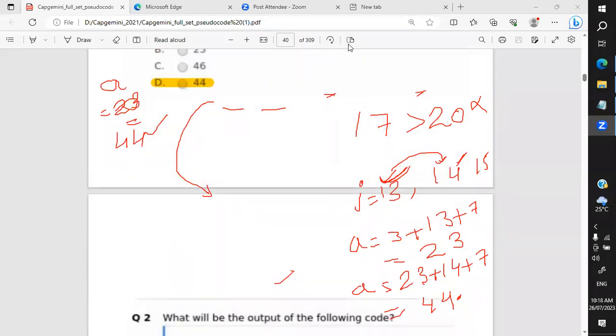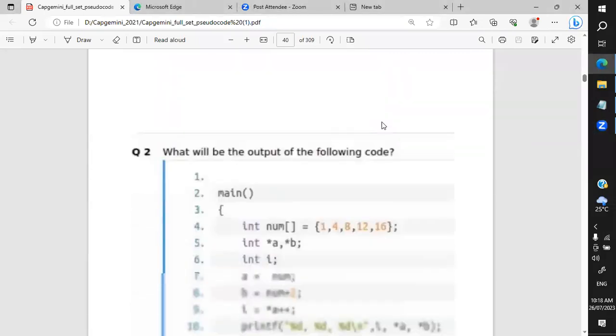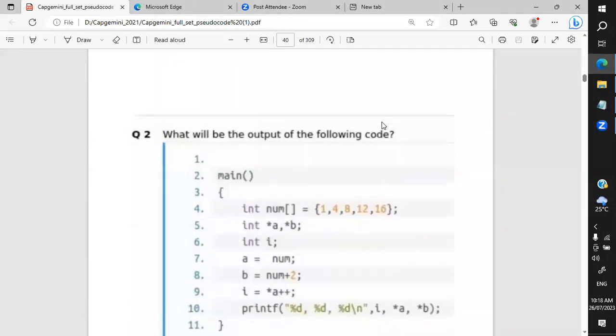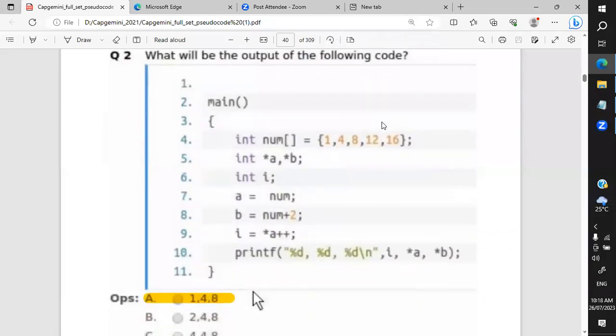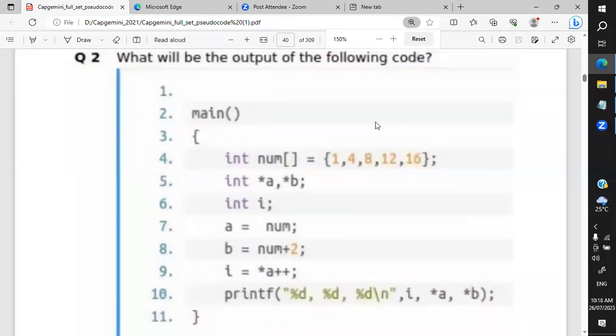Again, let me clear this. So now, see the next question. See this question, everyone. We got an array, and the array is given as 1, 4, 8, 12, 16, and then some pointer operations. Check carefully, use pen and paper for this, and please do it.